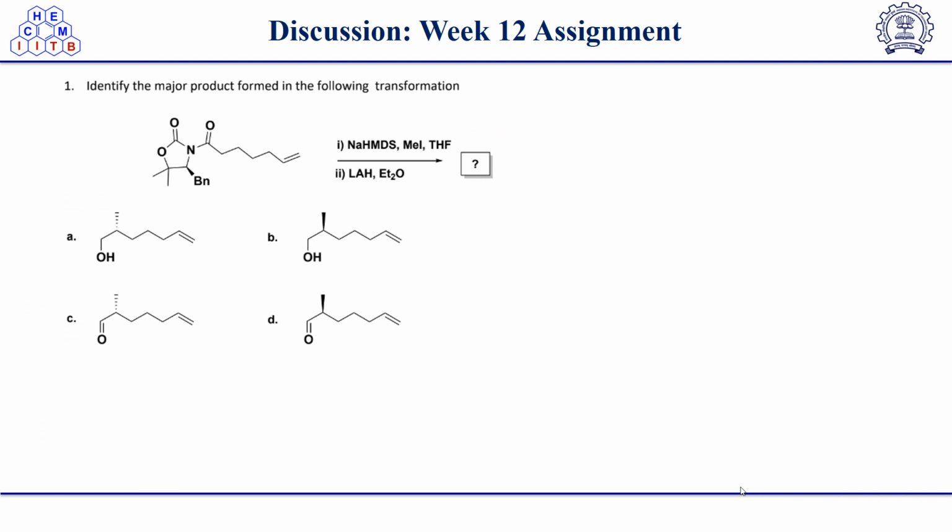The first question is: identify the major product in the following transformation. This particular ketone attached with this chiral auxiliary is treated with NaHMDS and methyl iodide in THF in the first step, and then in the second step with lithium aluminum hydride in diethyl ether. What will be the major product? That is, after these two steps, what will be the final product out of these four options?